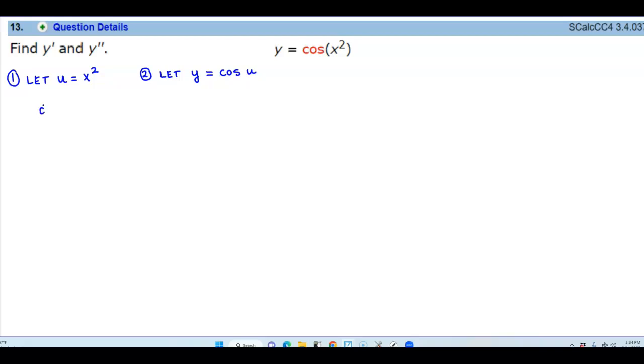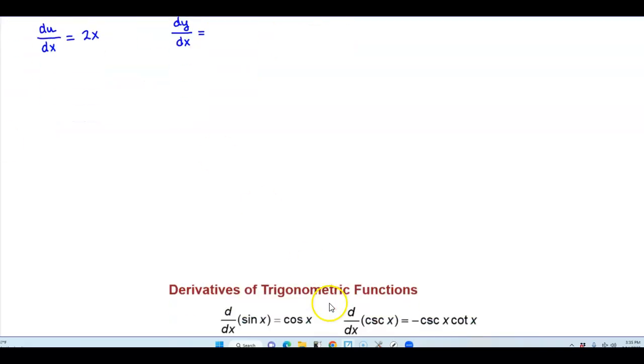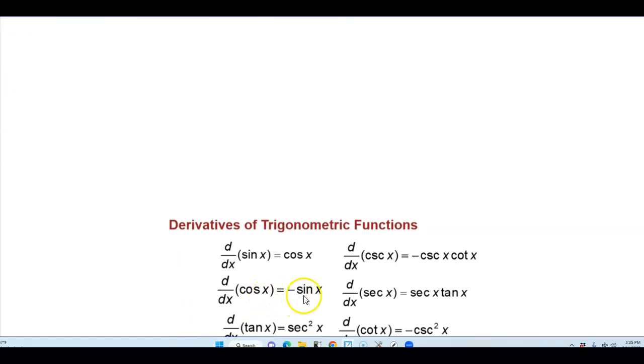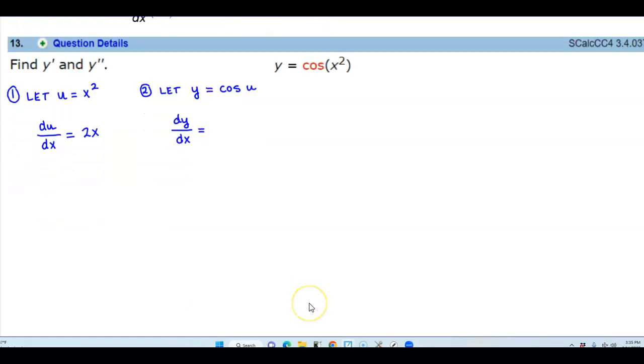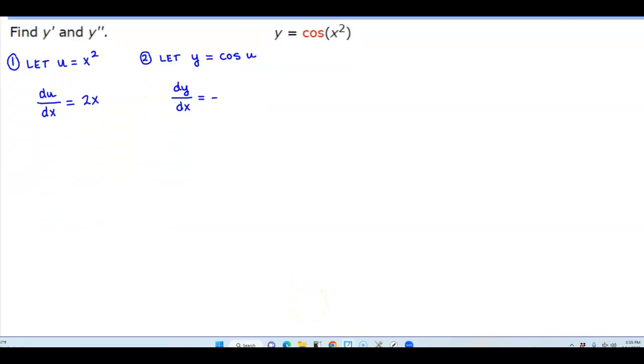So now we're going to find the derivative of u with respect to x, and that is of x squared, which gives us 2x, and the derivative of y with respect to x. Well, remember our derivative of our trig functions. The derivative of the cosine function is equal to the negative sine of x. So this gives us the negative sine of u.